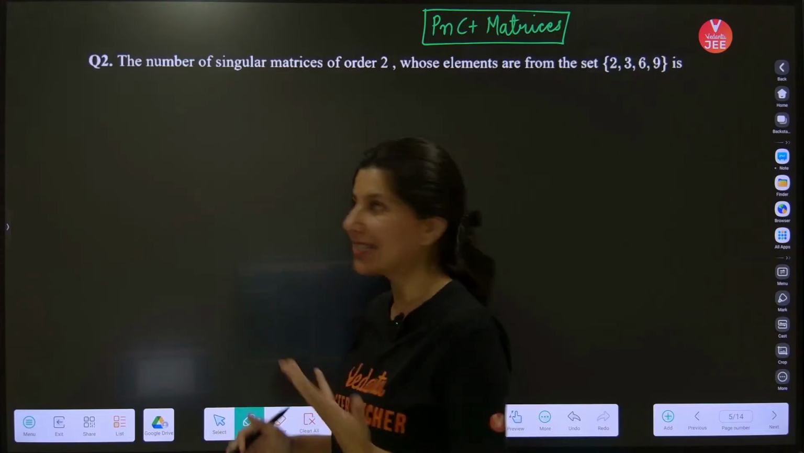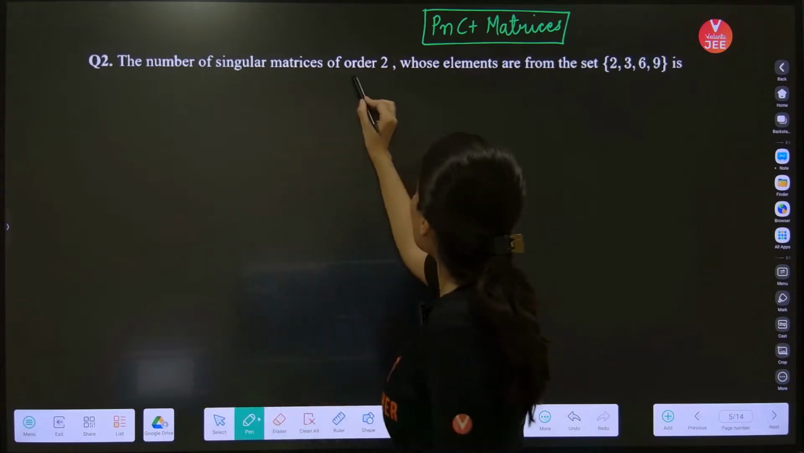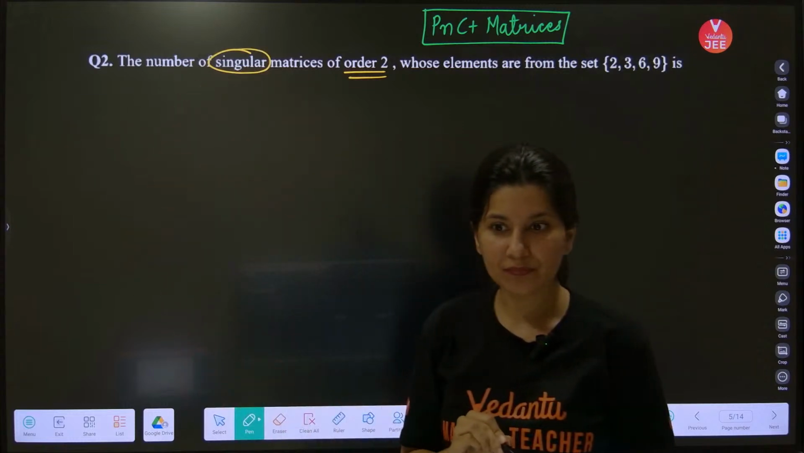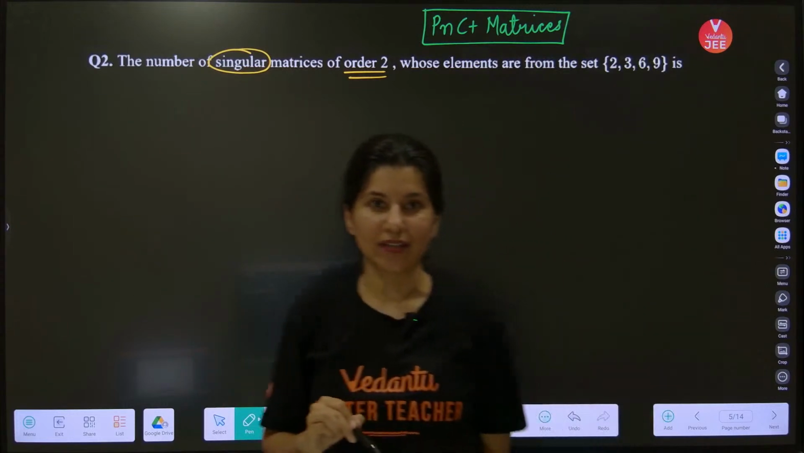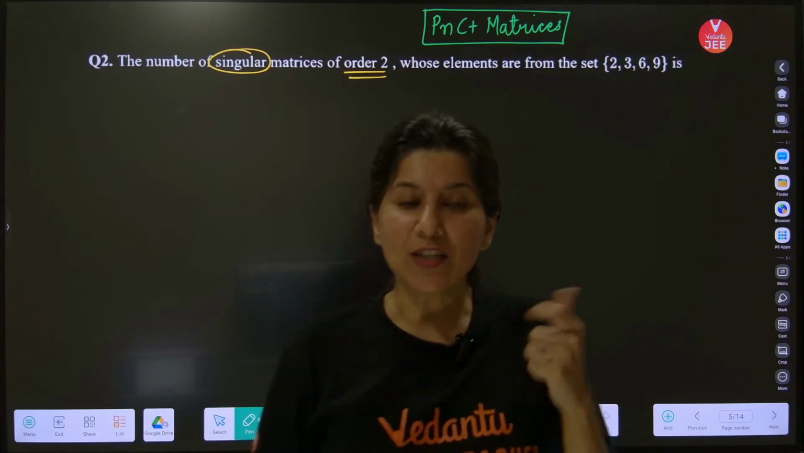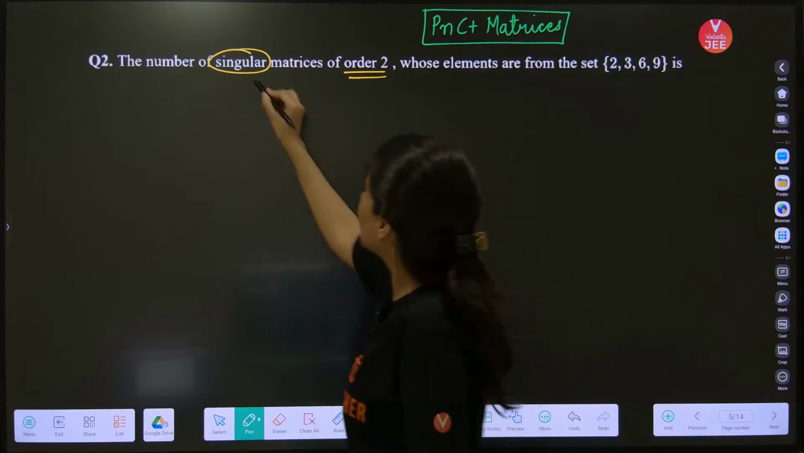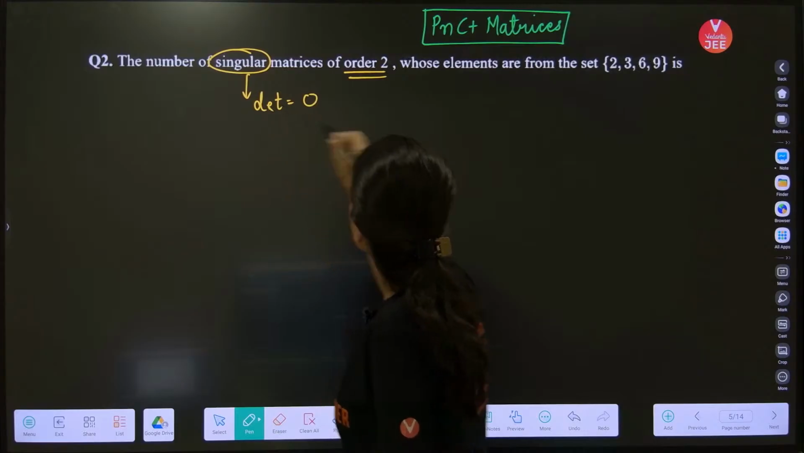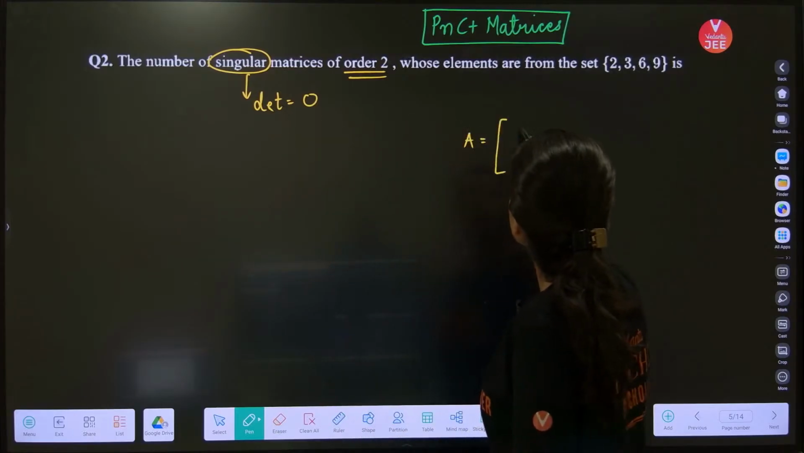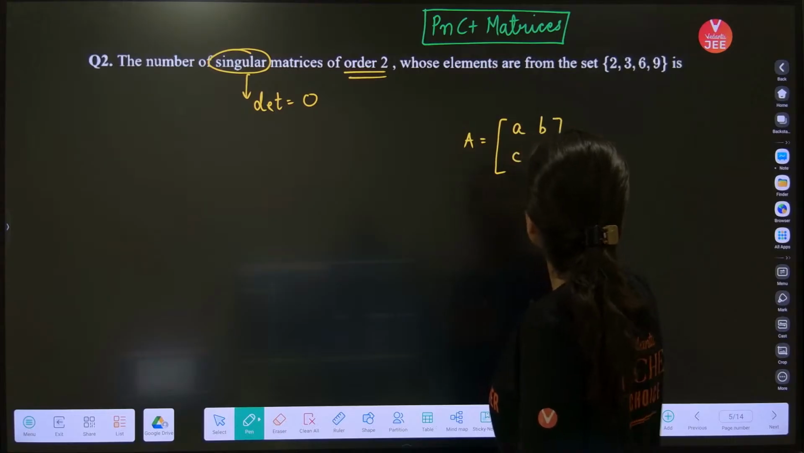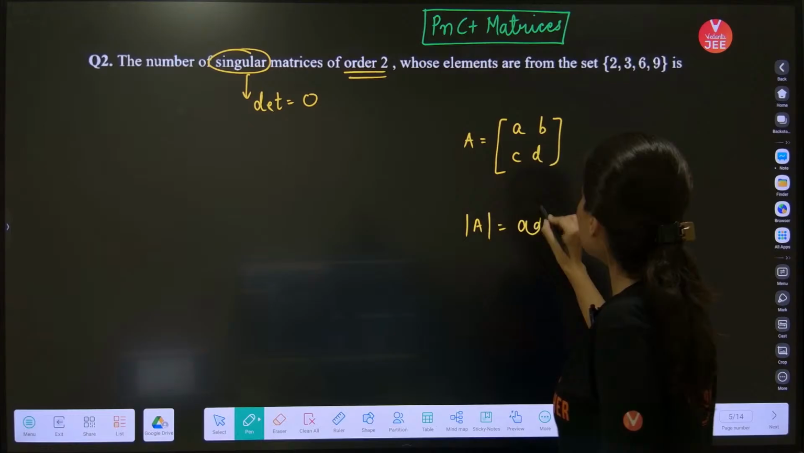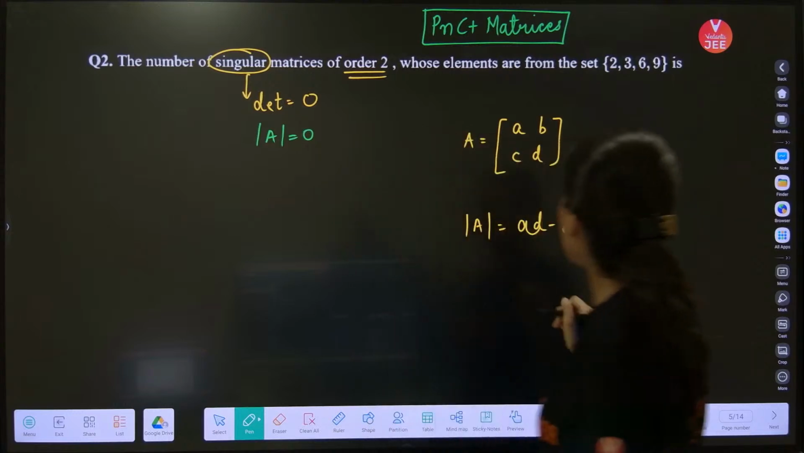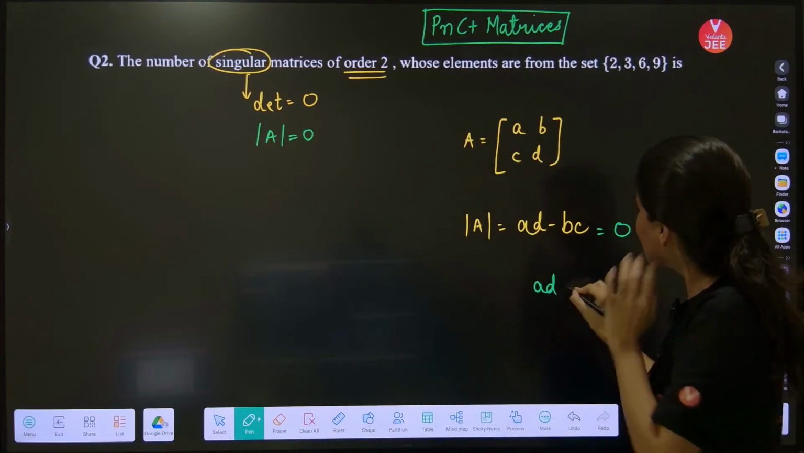Let's start. The number of singular matrices of order 2. Can anybody tell me what singular is? I told you, singular means whose determinant is 0. So singular means the determinant value is equal to 0. That means if your matrix A looks like a, b, c, d, determinant A will be ad minus bc. So determinant A is 0, that means ad should be equal to bc.